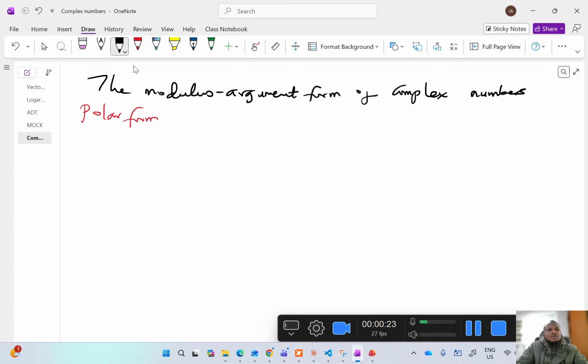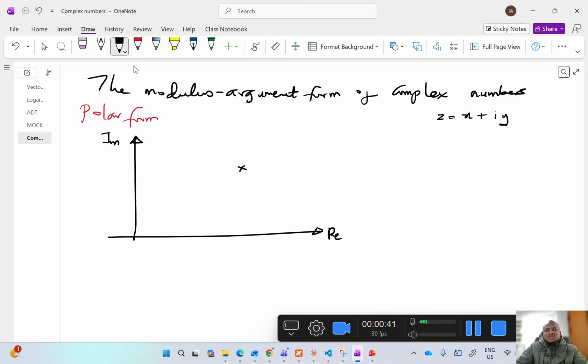Now let's draw the 2D graph, the real and imaginary axis. Then if this is the point, I told you guys the complex number is equal to x plus iy. So which means there is an x value and a y value, isn't it? Now, this is the complex number, which is z, okay?